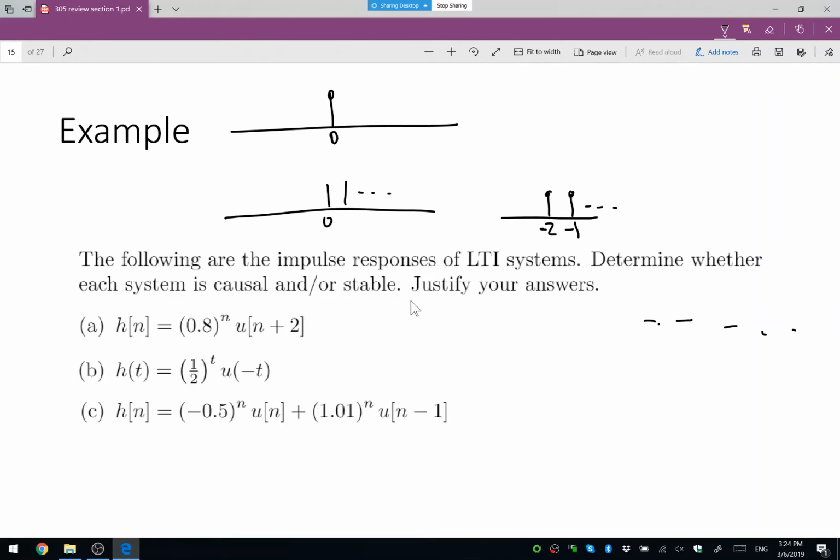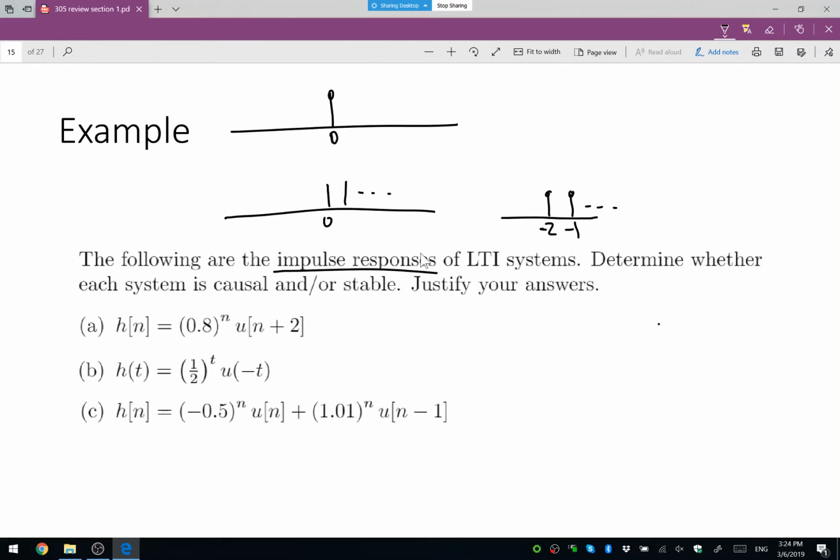Okay. So for causal, that means when there is no input, there should not be output. And for this impulse response, the input is just non-zero at 0, which means before 0 there is no input. I just want to show that before 0 there is no output to make a system causal. If there is any output before 0, the system is not causal.